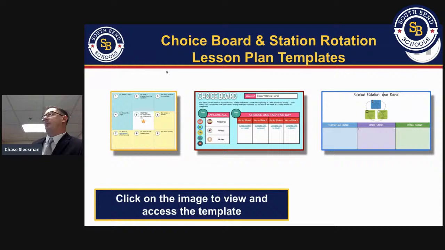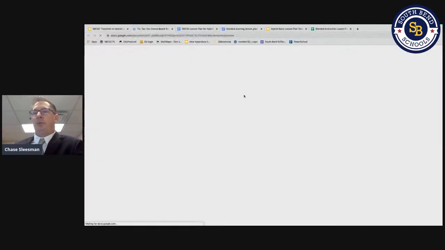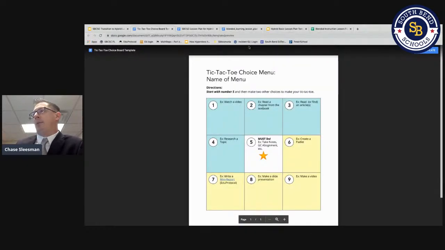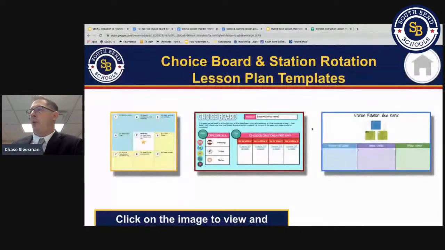Choice board and station rotation. So when we talk about our choice board, this was one of mine that I liked, the tic-tac-toe, where students all start with number 5, this is what you must do. And then students can make 2 other choices in order to get their 3 in a row. So that way it's up to the students.